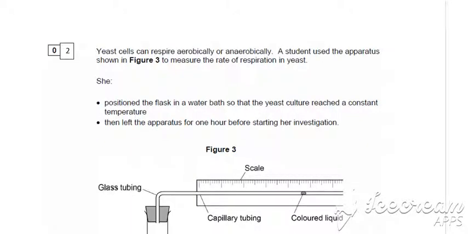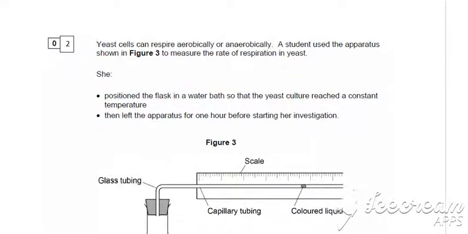Question 2. Yeast cells can respire aerobically or anaerobically. A student used the apparatus shown in figure 3 to measure the rate of respiration in yeast. She positioned the flask in a water bath so that the yeast culture could reach a constant temperature, and then she left the apparatus for 1 hour before starting her investigation.